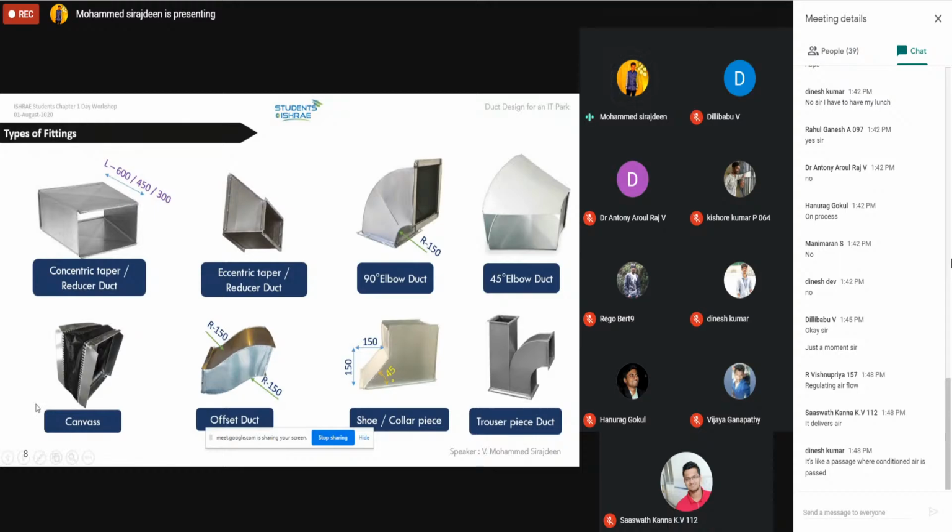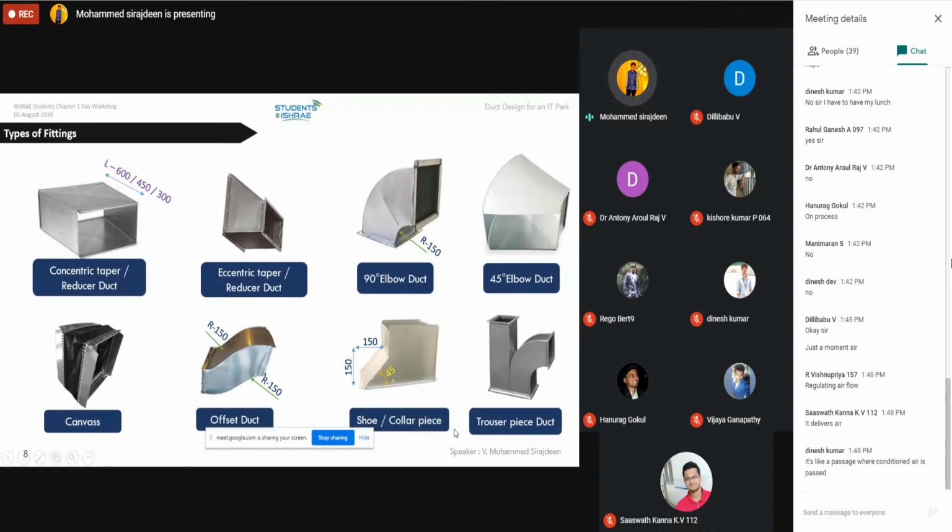So from the AHU or fan to the duct connections, we should definitely give a canvas connection. Canvas connection is the black color, it is a kind of cloth, so it will be flexible, so that the noise will be arrested, and we will avoid the damages in duct connections.